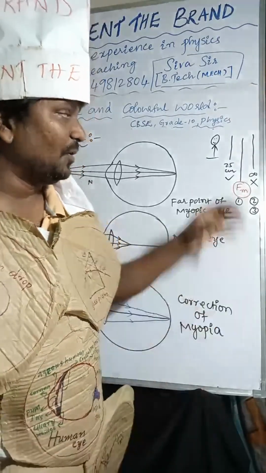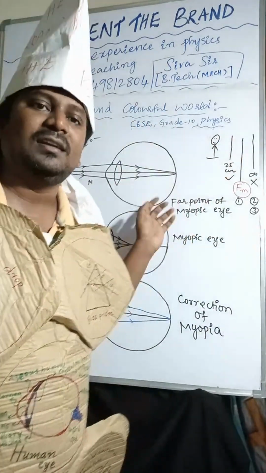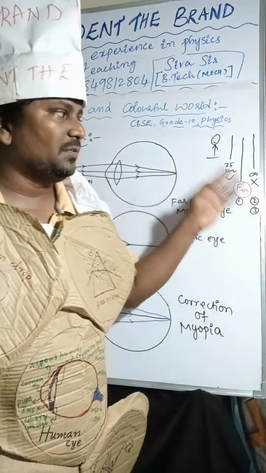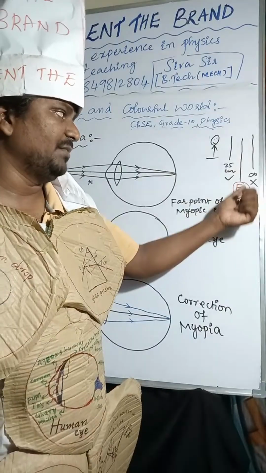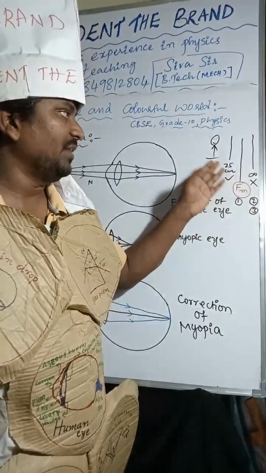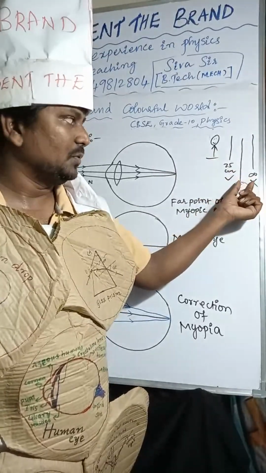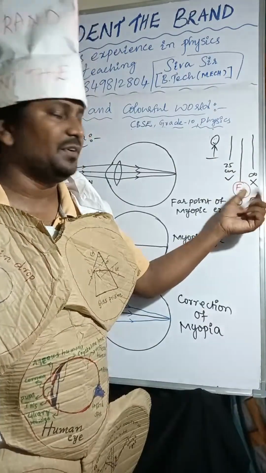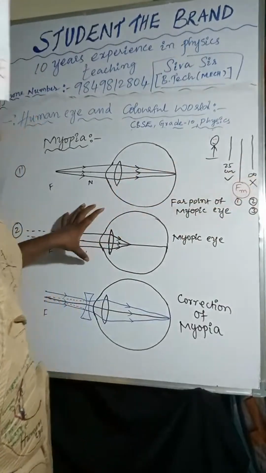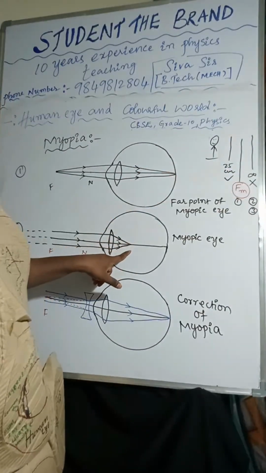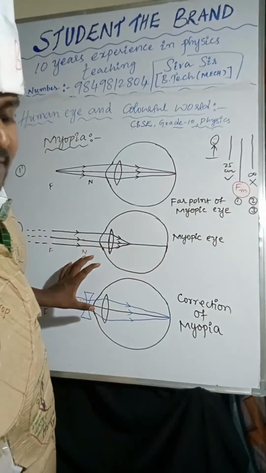Once again, simple logic, easy logic. If you remember this logic, you can draw the diagrams easily. At 25 centimeters we can already see, so no problem, leave that one. We need to work out only these two: the far point is infinity, less than infinity. The first diagram is completely related to the far point. In the second diagram, if the light is coming from infinity, the image will form here, so we can't see. The third diagram is the correction. That's enough.